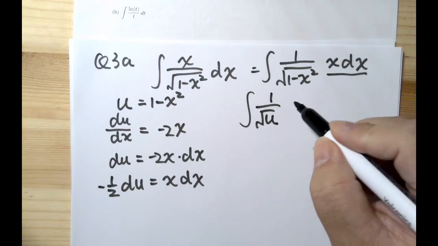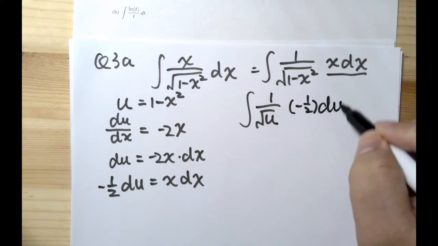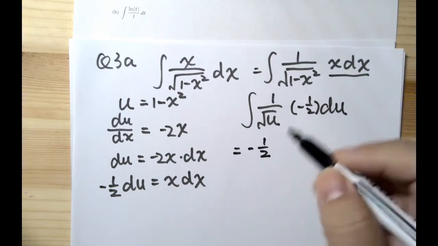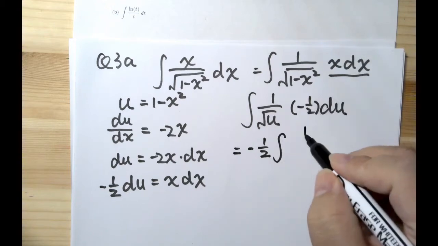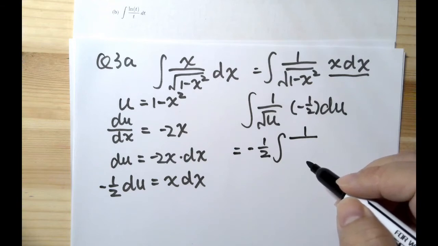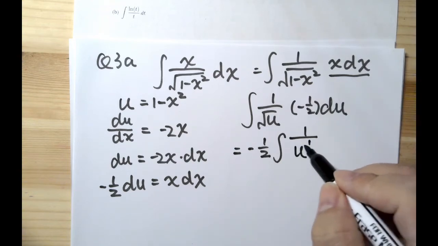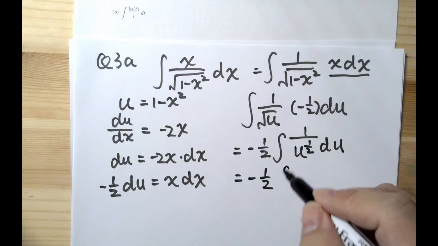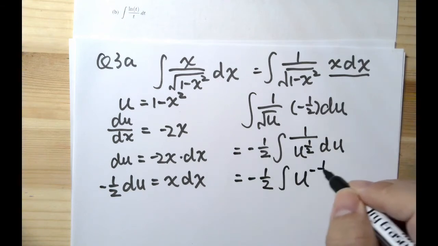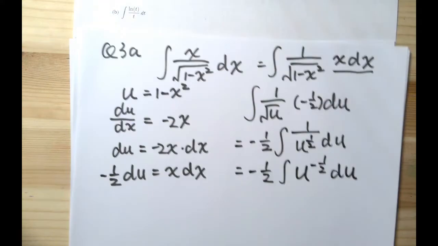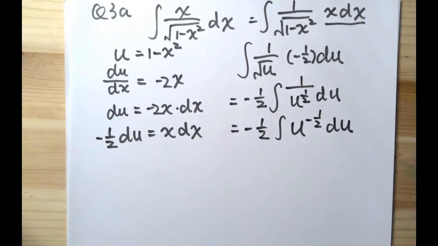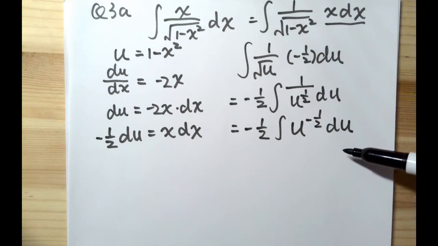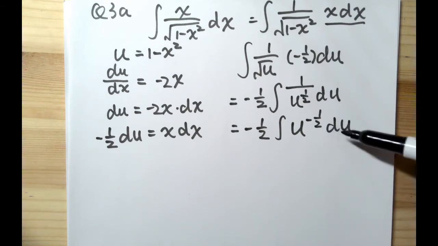So we can write negative 1 over 2 du. Negative 1 over 2 is a constant, so we can take it out. That gives us 1 over square root of u, which can be rewritten as u to the power of 1 over 2, and we can do one more step: integral of u to the power of negative 1 over 2 du, right? Up to here, things become very straightforward, because for the integral of u to the power of negative 1 over 2 du, we can apply the power rule for integration.